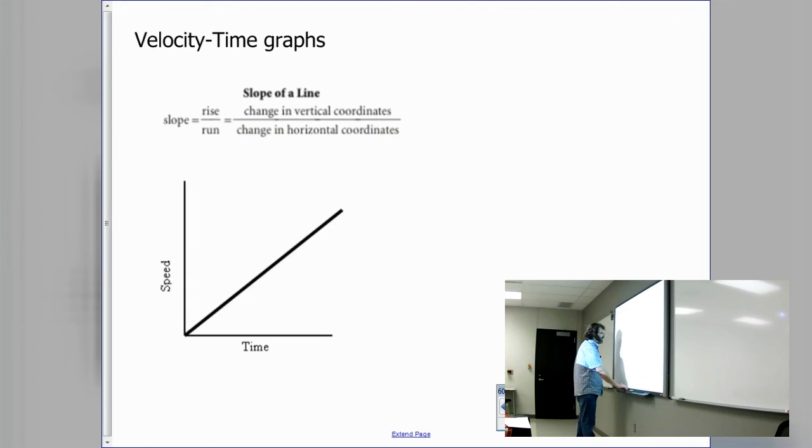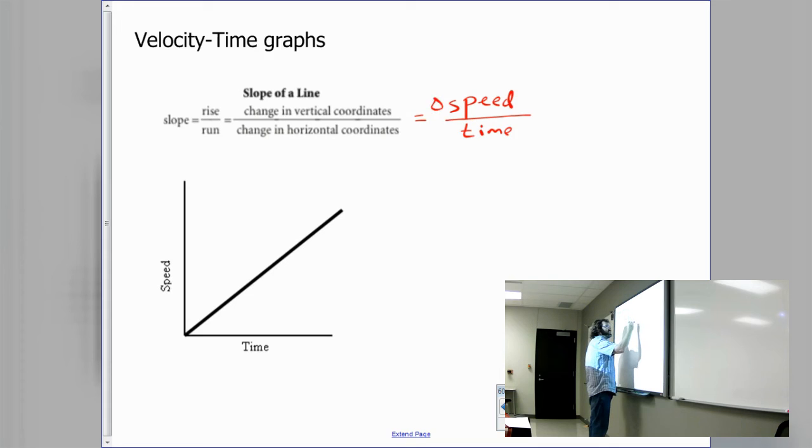Well, let's remember what slope is. Slope is the rise of the line over the run, the change in vertical coordinates over the change in horizontal coordinates. The vertical coordinates are our speed, again, or velocity. The horizontal component is our time. So what we have is the change in speed over the change in time. That is exactly the equation for acceleration. So what does the slope of a velocity time graph show us? The slope of a velocity time graph equals acceleration.